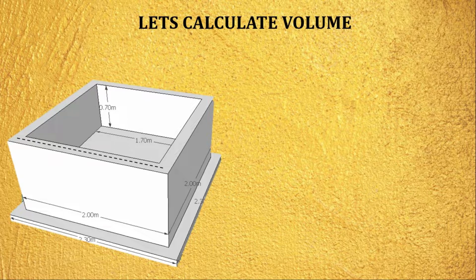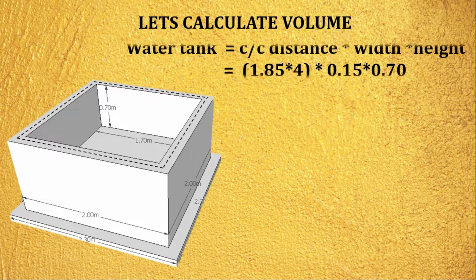If we want to find out the length of this line, the inside dimension which is provided to us is 1.7 meter, and the wall thickness is 0.15 meter. So we can say that the center to center distance of this line is 1.85, and for this particular structure we have four lines having the same length, equal to 1.85. So the total length of the water tank wall is 1.85 multiplied by 4, and if we multiply with 0.15, which is the wall thickness, and 0.17, that is the wall height, we can easily find out the volume of the structure, that is 0.78, the upper structure.